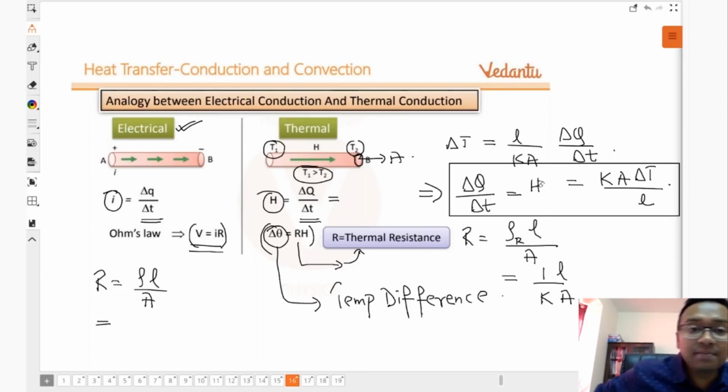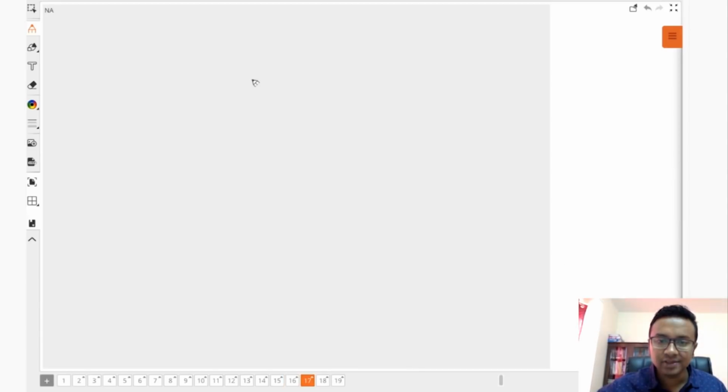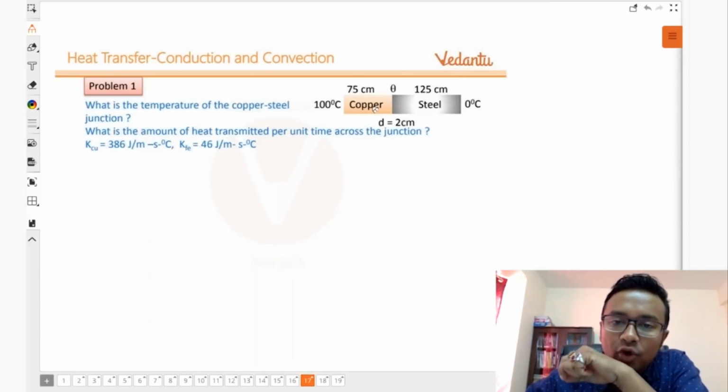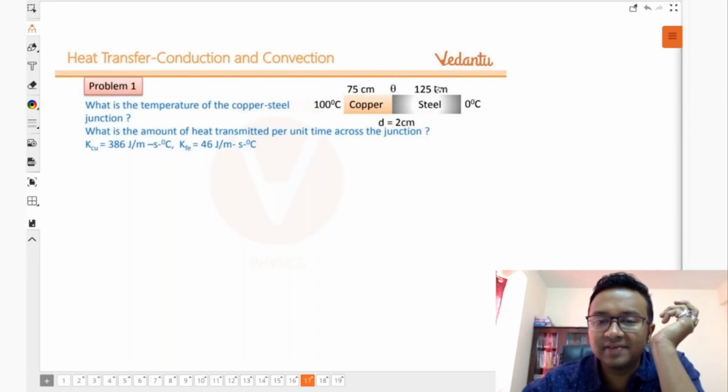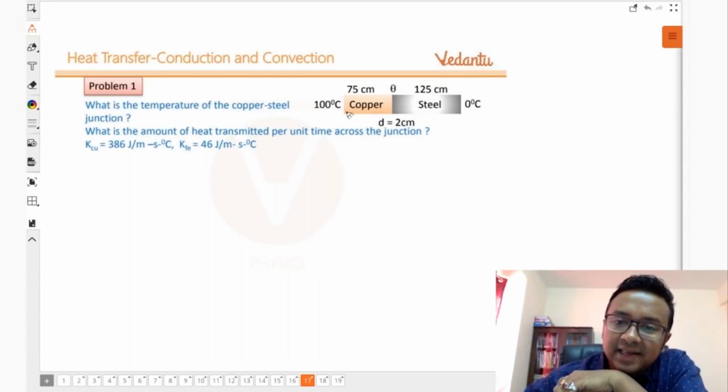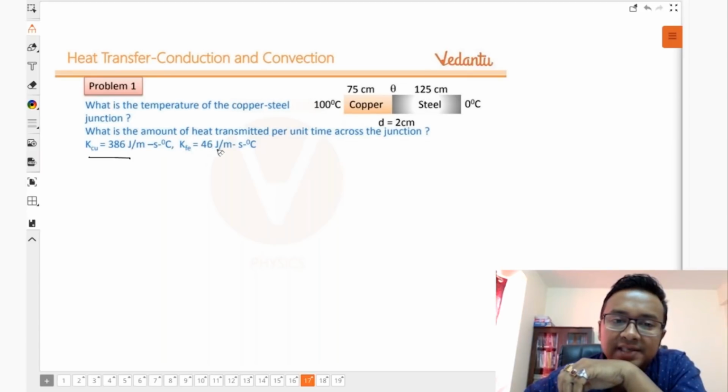Students, based on this concept, I have taken up two problems. Let's quickly look at the solution of these two problems, and then we can call it a day for today. So here we have two conductors, copper and steel, of lengths 75 centimeter and 125 centimeter. This end is at 100 degrees centigrade and this end is at 0 degrees centigrade. Their conductivities are given to us: copper 386, steel, that is iron, 46.